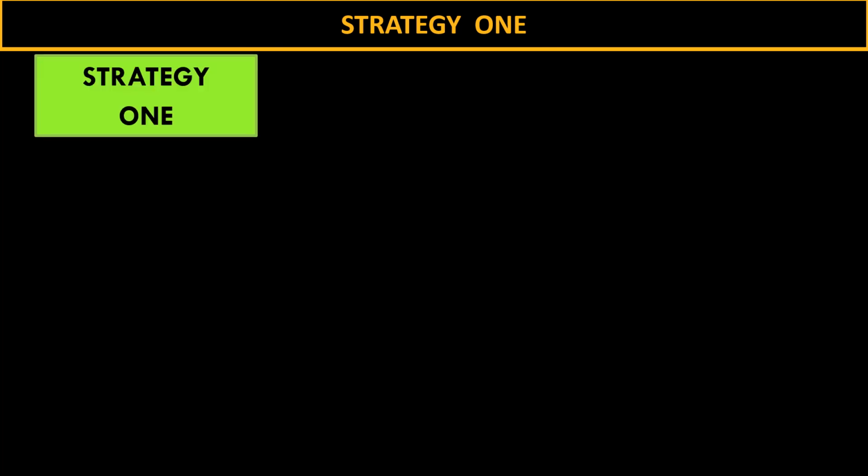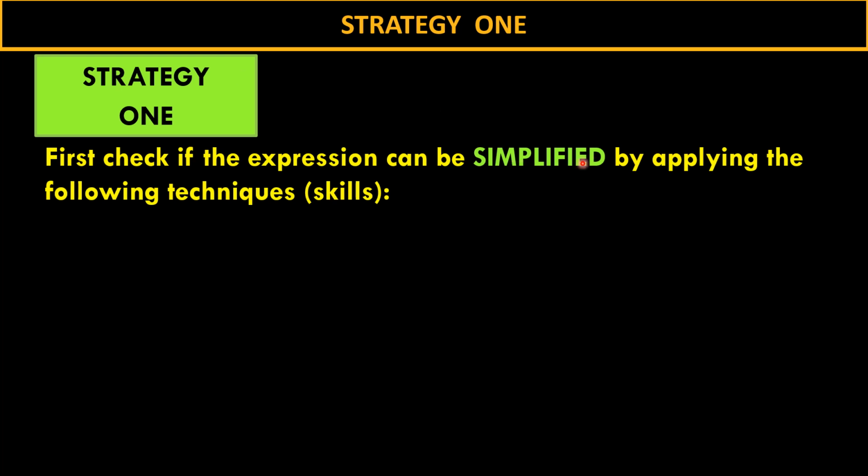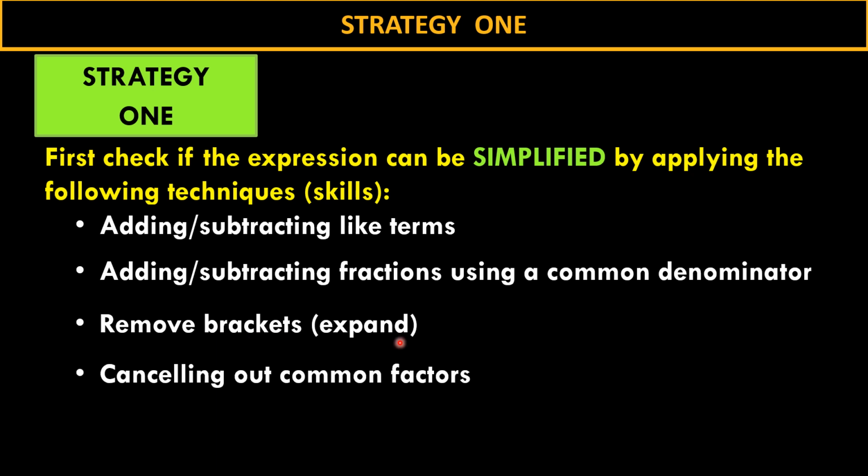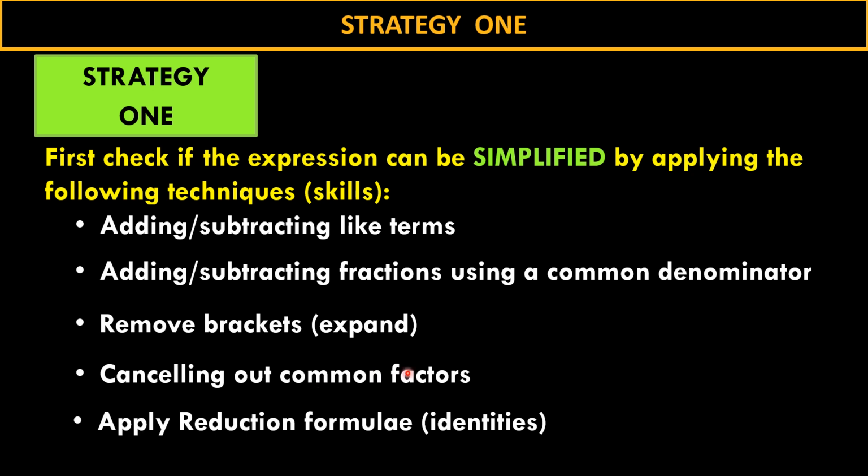Now let us look at each one of these 3 strategies in a little bit more detail. Let's start with strategy number 1. As you recall, we said that you'll always try to simplify. Now what do we mean by simplifying? That means you add and subtract like terms. So if you see any like terms, you can add or subtract them. Okay. Then, if there are fractions involved, then you'll find a common denominator. If there are any brackets, you expand or remove the brackets. Or if there are factors that you can cancel out, then you cancel them out. And if there are any reduction formulas, you apply them.